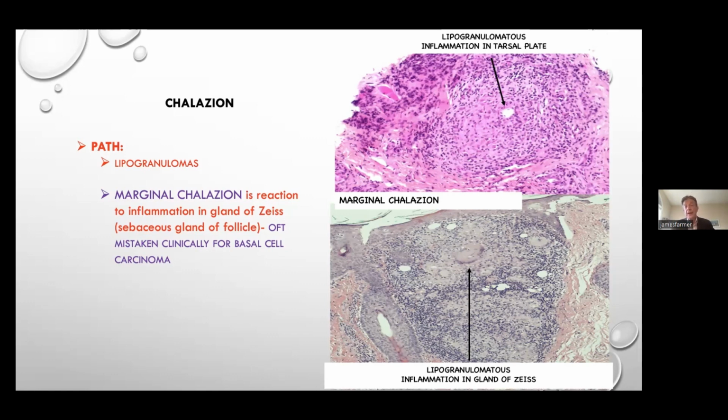So I also tell my colleagues that if the diagnosis is basal cell carcinoma and it's on the eyelid margin near the eyelashes and it's got a lipogranulomatous inflammation, I don't necessarily spend a lot of time doing extra levels looking for something like a basal cell, because a marginal chalazion is in the differential diagnosis of a basal cell carcinoma in that location. But this is a chalazion, a very common thing that we see.